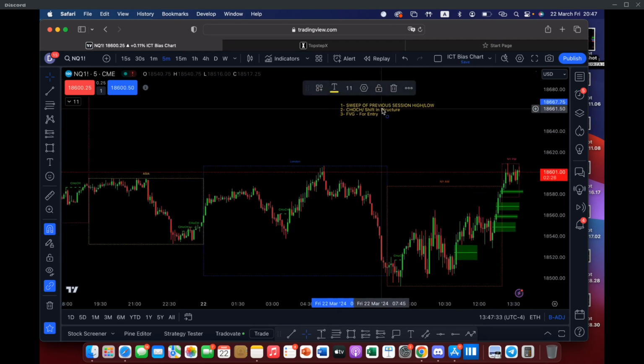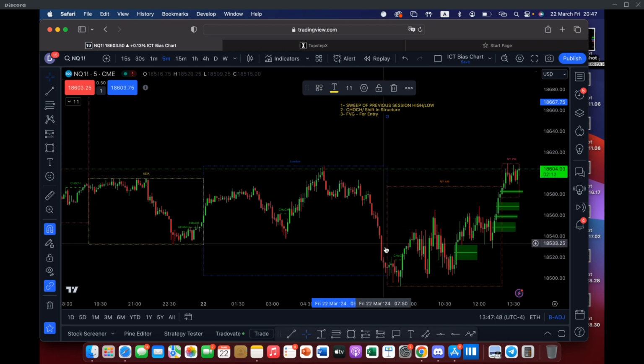Okay, the algorithm does 3 things. It runs to liquidity, it runs to rebalance to equilibrium, and it runs to rebalance to imbalances such as FVG. These FVGs, these big imbalances. It does these 3 things. It does nothing else. Okay, all it does is these things.